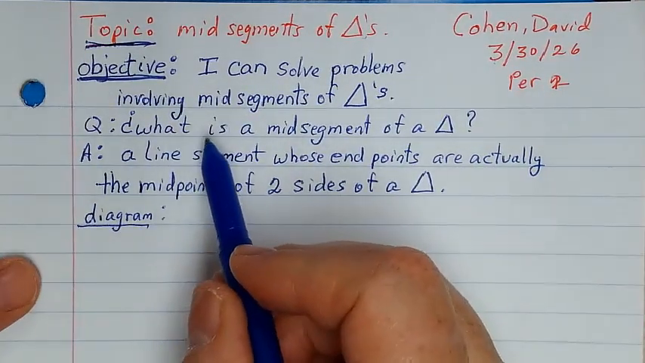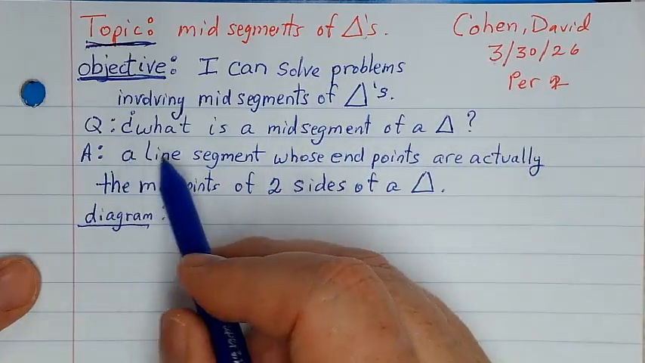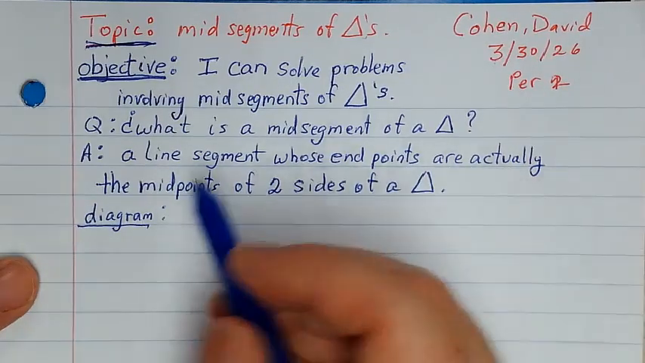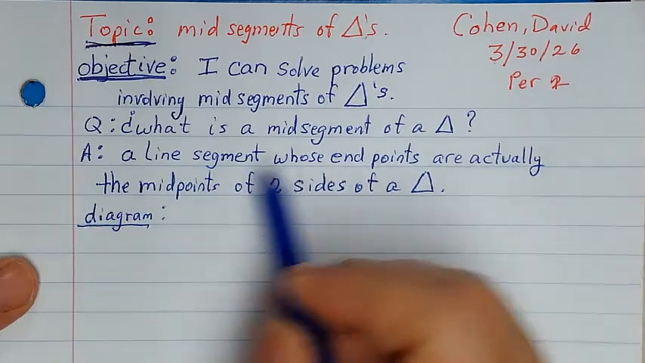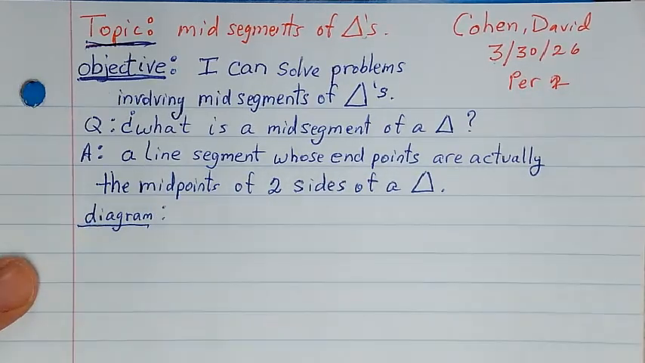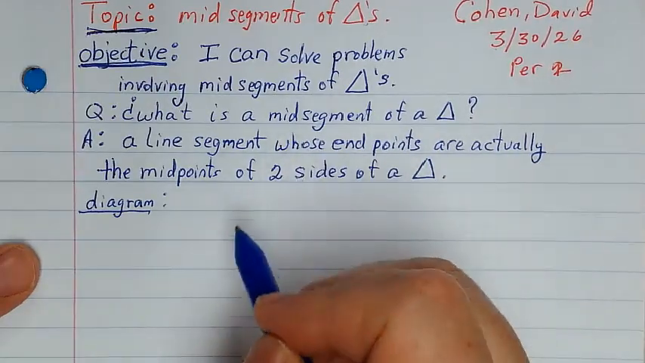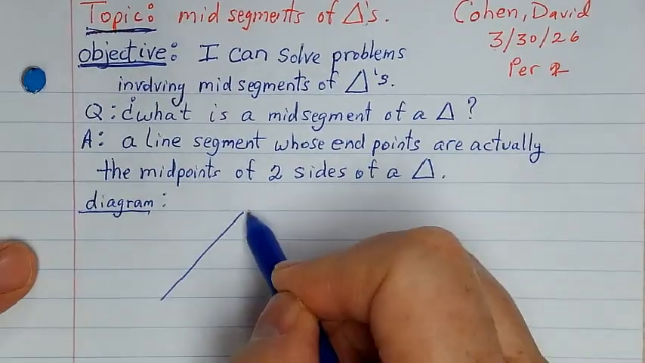So you might ask yourself the question, what is a mid-segment of a triangle in the first place? All that is, it's a line segment that connects the midpoints of two of the sides of a triangle. And I wrote it down for you right here. I said a line segment whose endpoints are actually the midpoints of two of the sides of a triangle. And you could see it in words, but I think a picture would be much, much easier to comprehend.